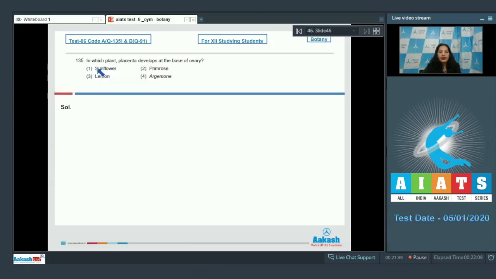Question number 135. In which plant does placenta develop at the base of the ovary? It is the most advanced placentation called the basal placentation. And this basal placentation is seen in the sunflower. So the correct option for the given question is option number 1.